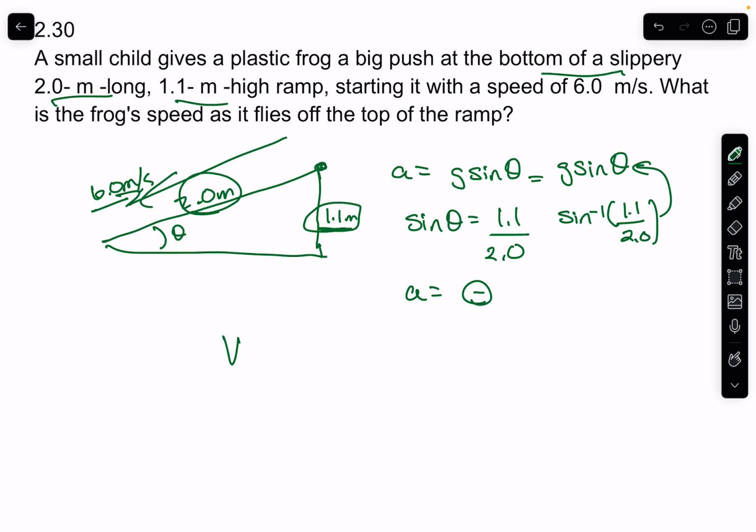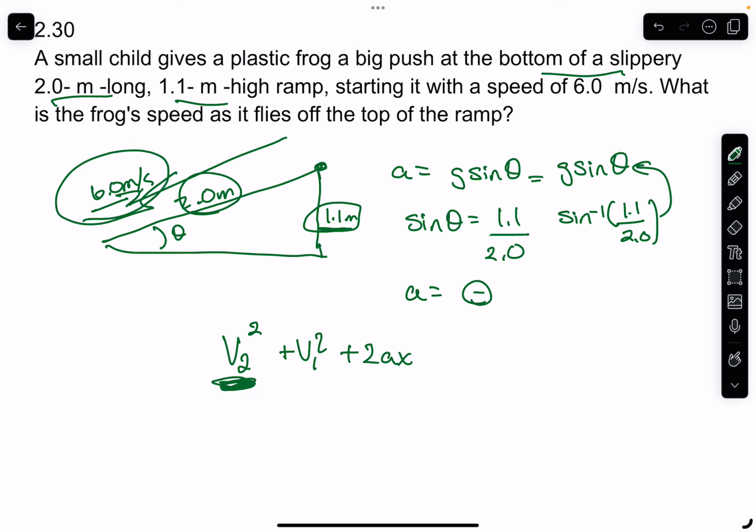And then you're going to simply use what I like to call equation 3 in the kinematics equations. V2 squared is V1 squared plus 2ax, and you're solving for V2 squared. We know what V1 squared is. That's 6. Plug that in there. You know, of course, too, a is the number you've gotten from g sine theta, and x is 2, right?